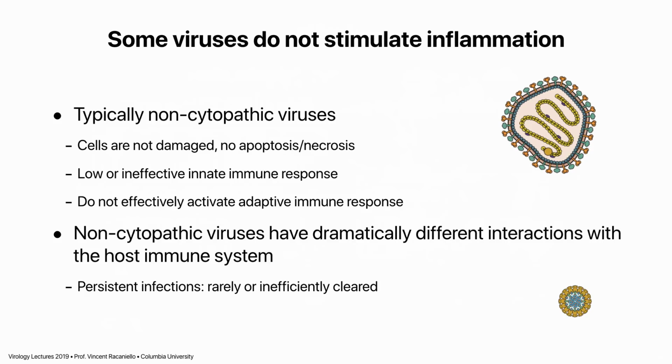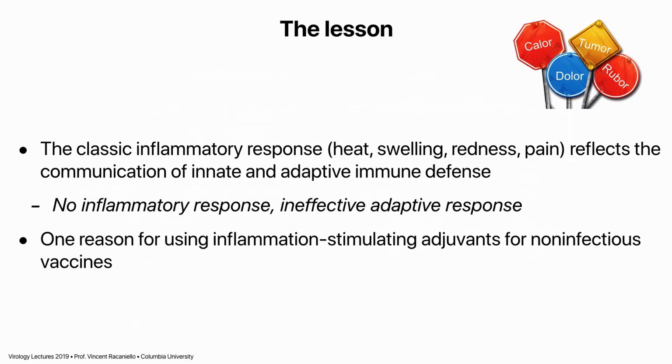So inflammation is a good thing. It's a sign of innate activation and communication with the adaptive response. The absence of inflammation is not good. And that can happen when viruses don't kill cells, and eventually we don't know that they're there and we can't clear them. The lesson of all this is that this inflammatory response, which I told you from the Romans originally, heat, swelling, redness, pain, that's the communication of the innate and adaptive responses which we like to have.